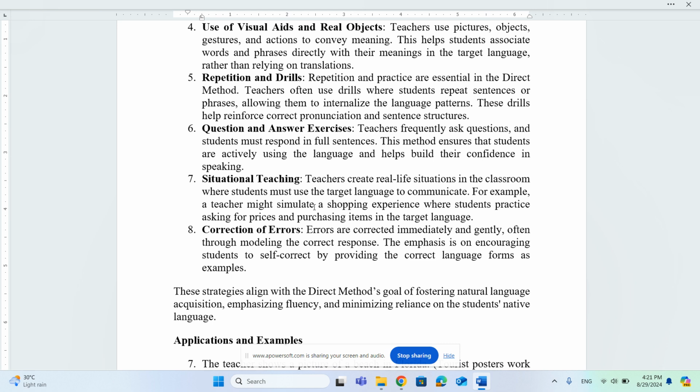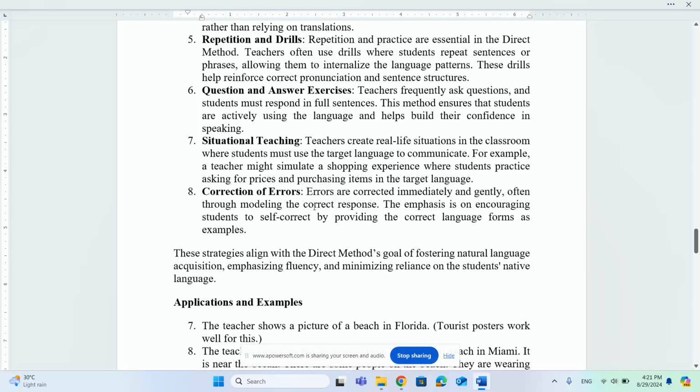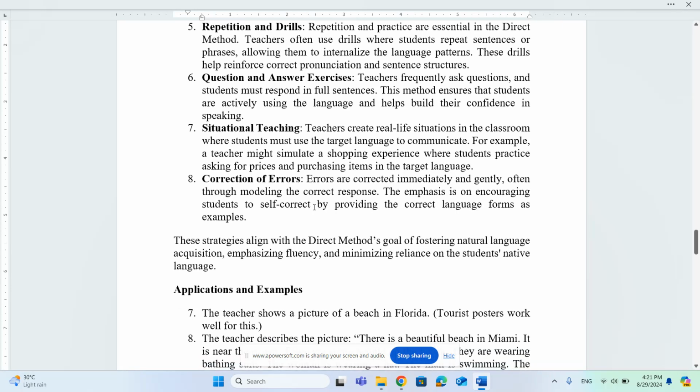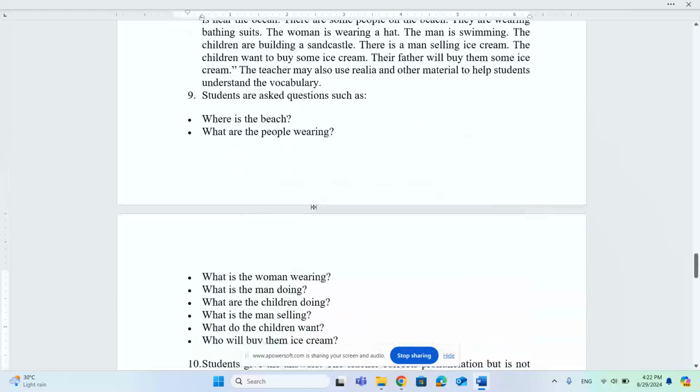examples. Okay, these are some strategies which you as a teacher can use while teaching the target language, especially in our case the English language, to the students, if you are following the direct method. So these strategies align with the direct method's goals of fostering natural language acquisition, emphasizing fluency and minimizing reliance on students' native language. Okay, these are the strategies.